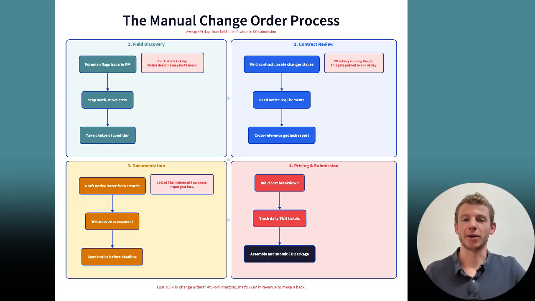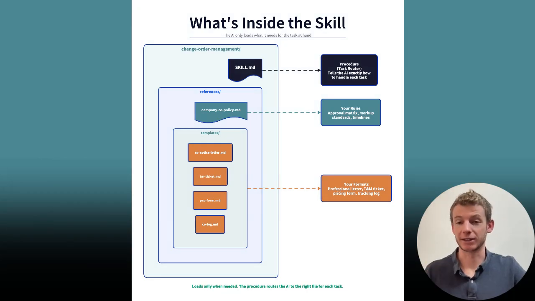So you already know how to manage a change order. You've done it hundreds of times. And the steps are in your head. The fix is getting those steps out of your head and into a structure AI can execute on consistently. And that structure is called a skill. But it's more than just a prompt.